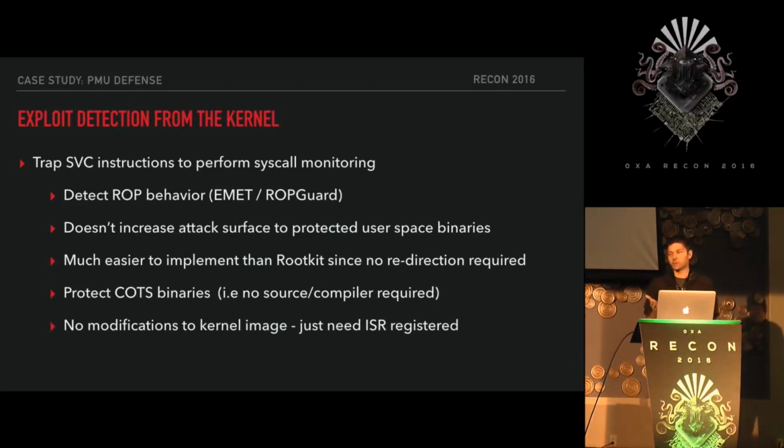And this is much easier to implement than the rootkit because we don't have to worry about redirecting code execution. We just need to apply some sort of integrity policy to make sure things are legit on the syscall. And further, that could allow us to protect COTS binaries so we don't have to lean on vendors to compile in protections. And we don't have to patch the kernel, we just need a kernel module loaded or some other way to register for an interrupt service routine.